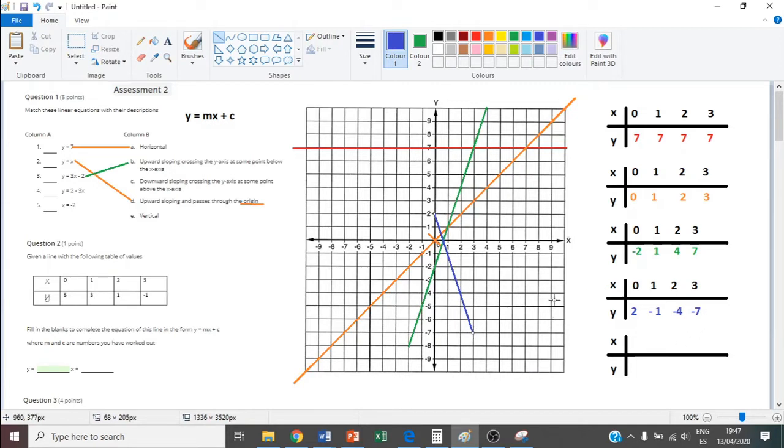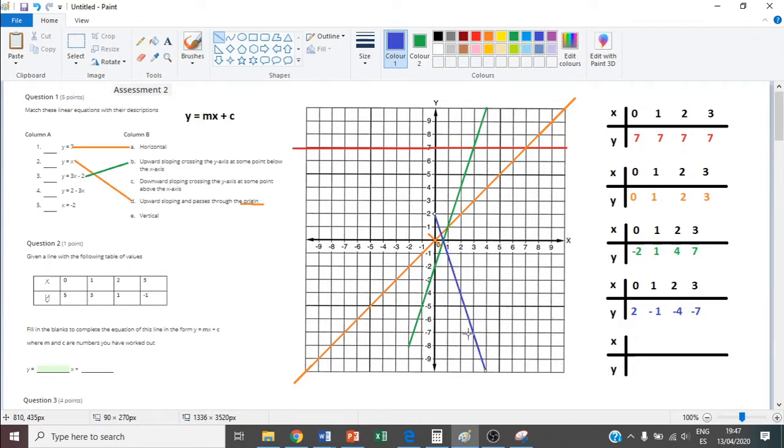So that's my line y equals 2 minus 3x. It crosses the y-axis at 2. And as I go across 1, I go down 3. I go across 1, I go down 3. And this line goes on forever like that. So I'm going to stretch it out again a bit. Go across 1 and down another 3.